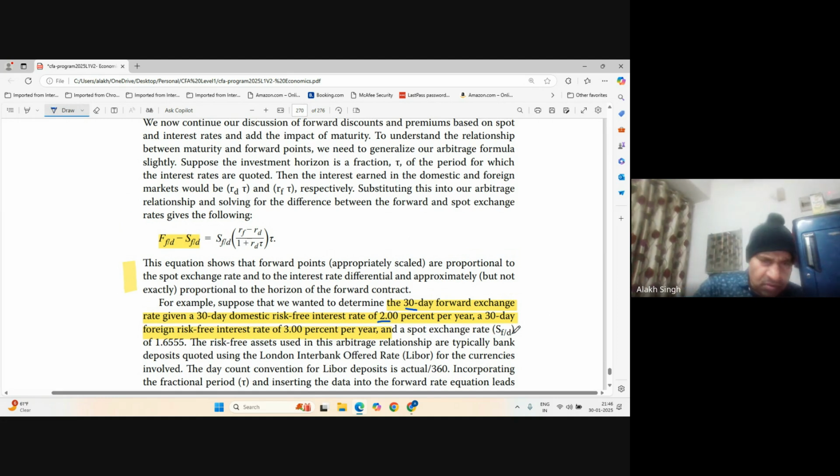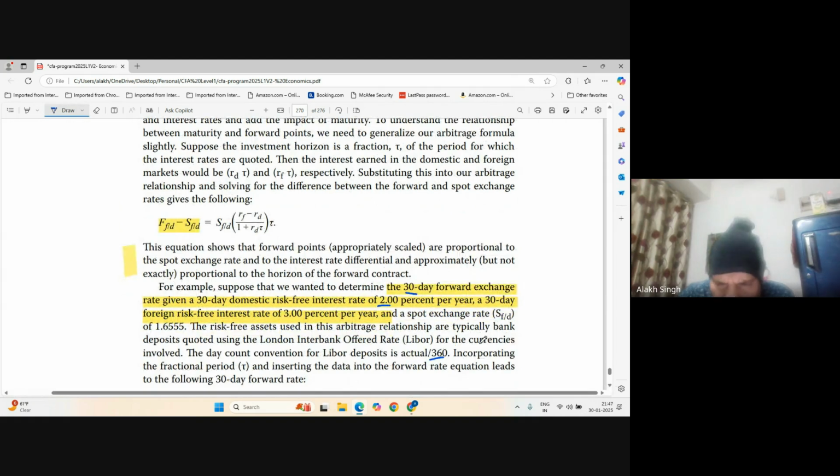So what do we want to find? The risk-free assets used in this arbitrage relation are typically bank deposits quoted using the LIBOR for the currencies involved. The day count convention is actual by 360. So here it is 360 days, so T is equal to 30 by 360. Now, incorporating the fractional period tau and inserting the data into the forward rate equation leads to the following 30-day forward rate. So what will be the forward rate?